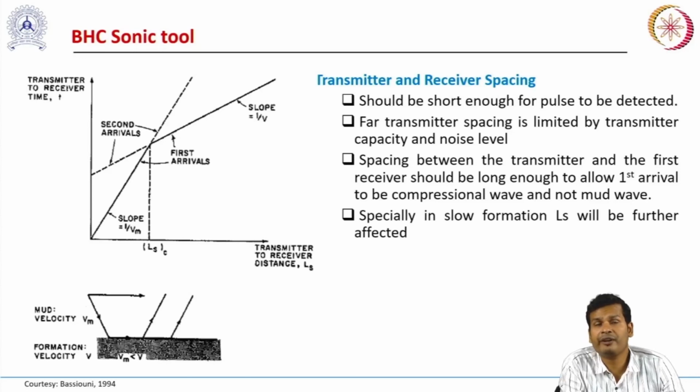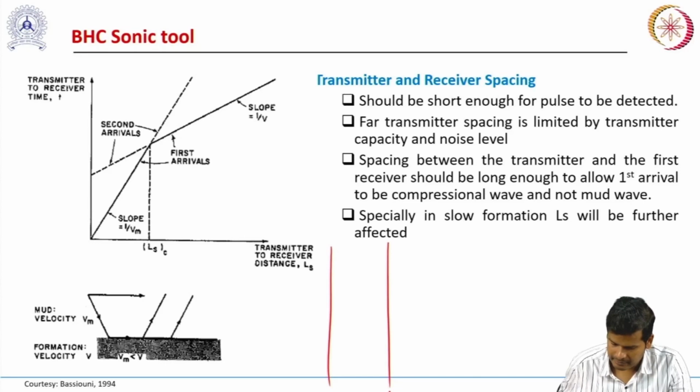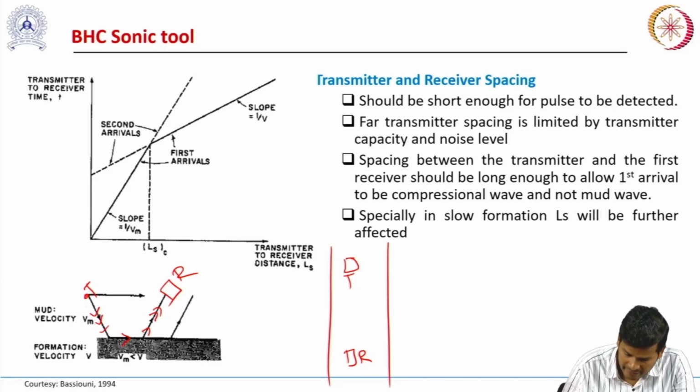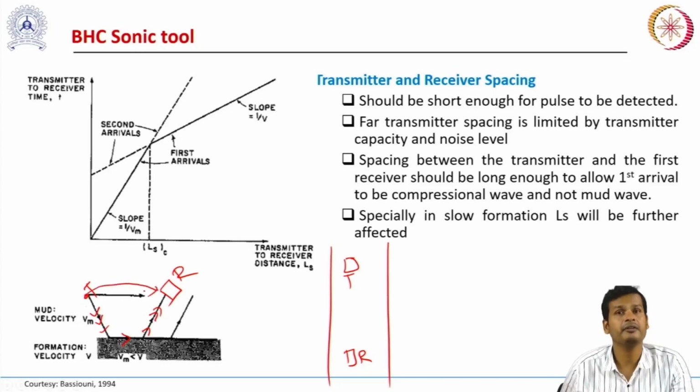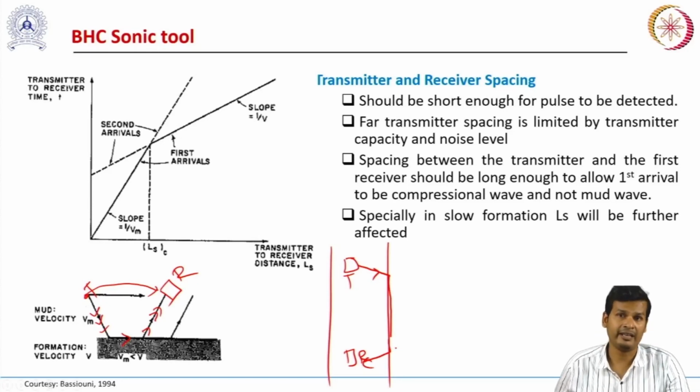So what should be my transmitter to receiver spacing? Let us say this is my wellbore, and here I have the transmitter, and here I have the receiver. So inside the wellbore, the wave is traveling with Vm, and then it is converted to a P head wave. Then again it comes back to the wellbore and goes toward the receiver. There could also be a wave which can travel directly from transmitter to receiver. That means this is our compressional wave travel path, which will arrive at the receiver first, as we have discussed.